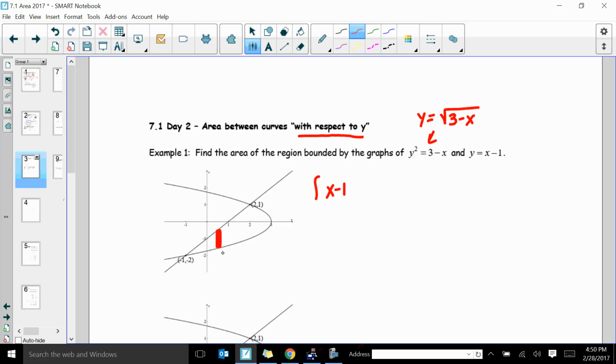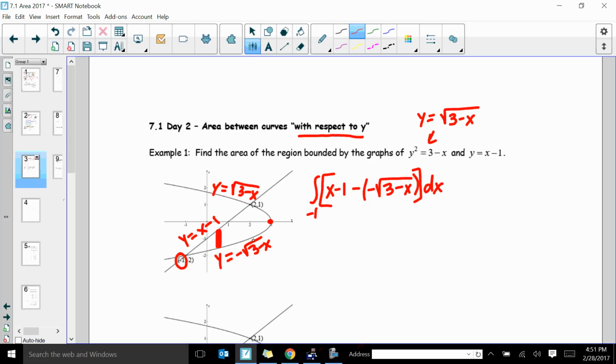So this bottom curve up until here is y equals negative root 3 minus x, and the top curve is y equals positive root 3 minus x. And the line, of course, is y equals x minus 1. So if I want to do this, you may go, okay, x minus 1 minus parentheses negative root 3 minus x. And all seems well until you get to the bounds. So you start at x equals negative 1, but where do you stop?